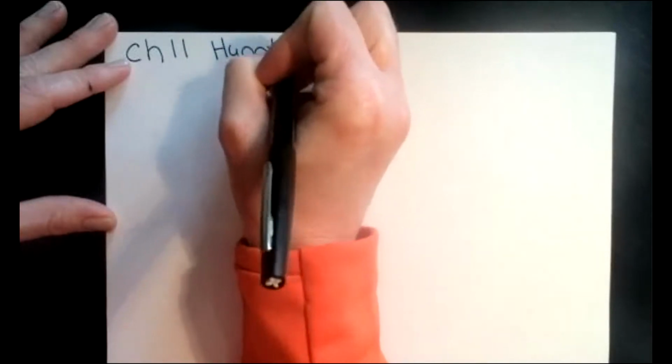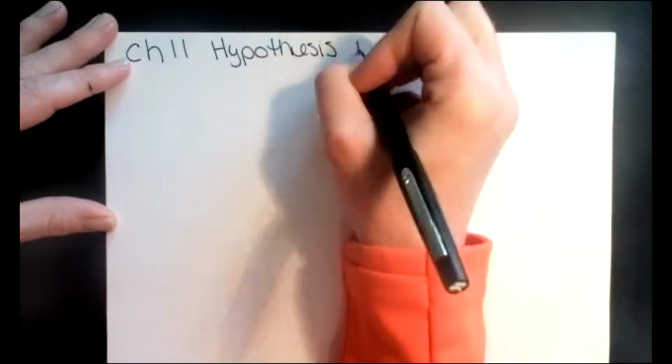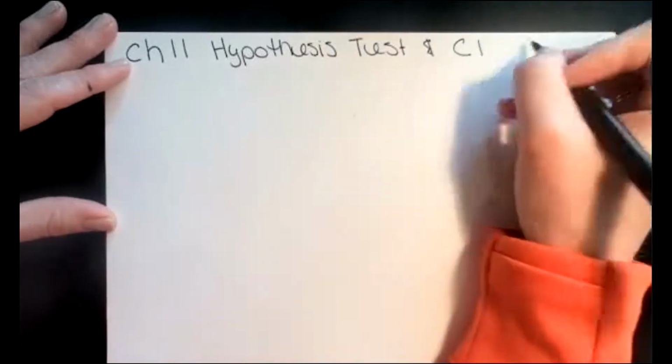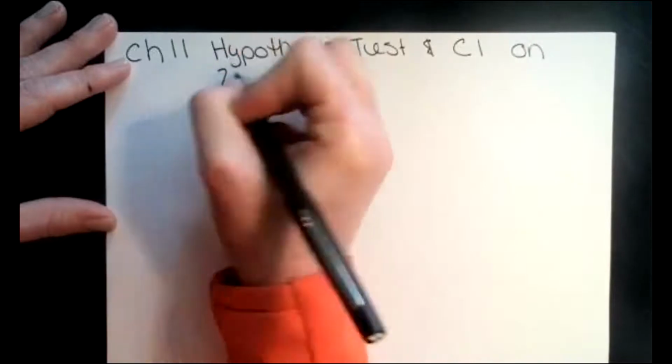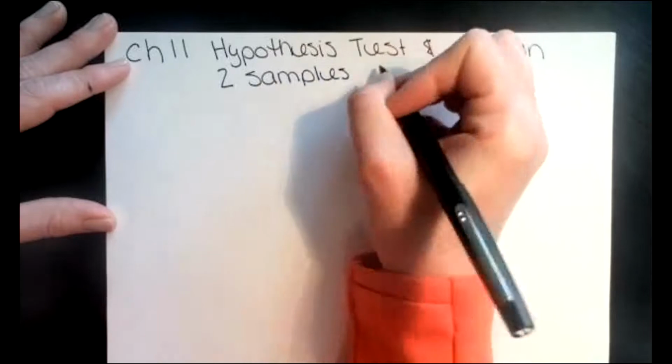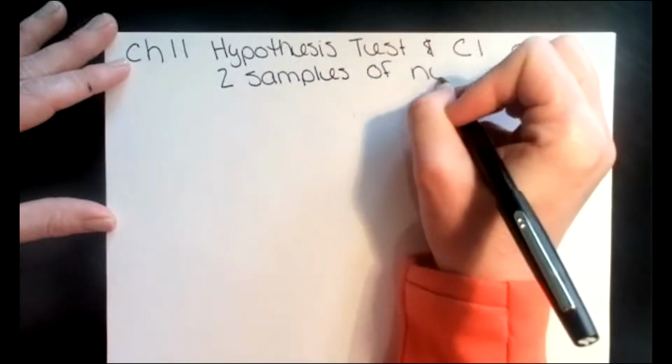Okay, so here we're going to start studying chapter 11. In chapter 11, we're going to look at the hypothesis test and CI on two samples of numerical data.